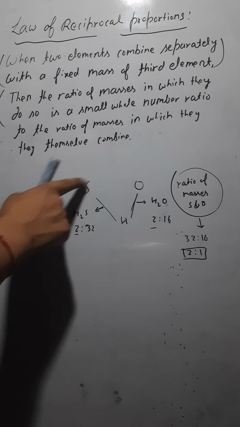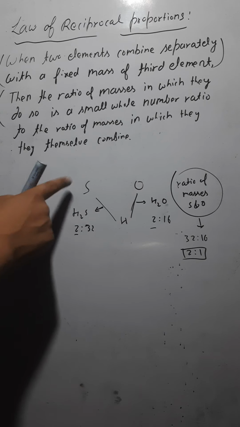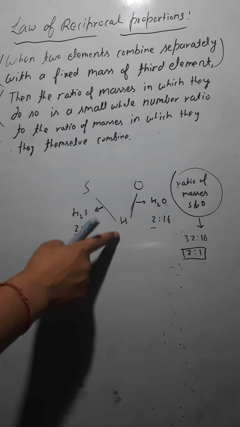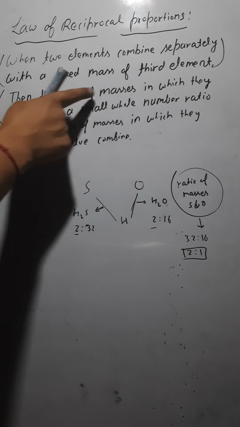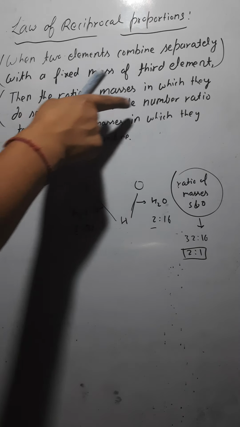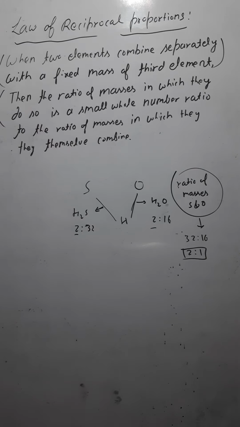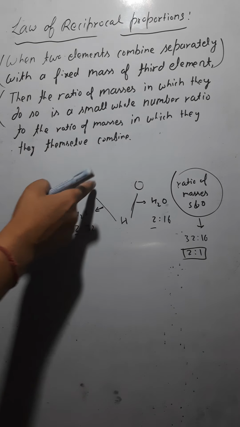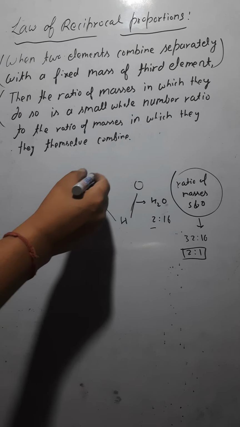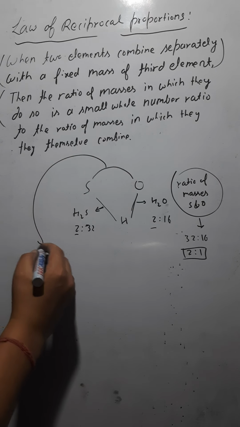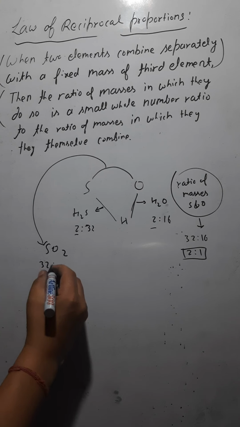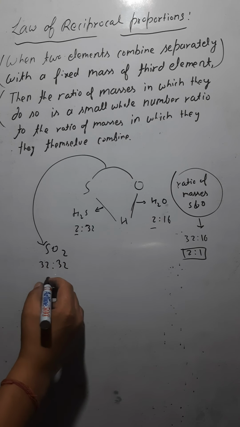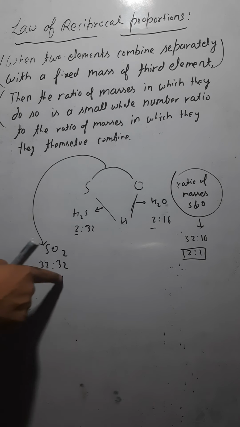It means the ratio of their masses, sulfur and oxygen, when they are combining with the fixed mass of third element, is 2 ratio 1. Then the ratio of masses in which they do so is a small whole number ratio to the ratio of masses in which they themselves combine. So if they are combining themselves, what are they going to form? They are going to form sulfur dioxide. So what is the ratio here? 32 ratio 16 2s are 32. So it means 1 ratio 1, 32 and 32.